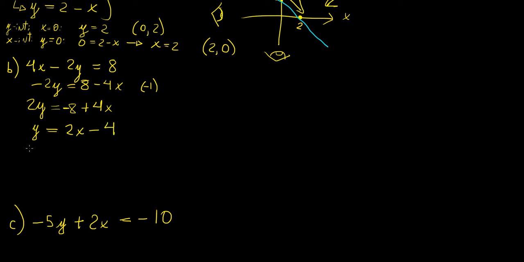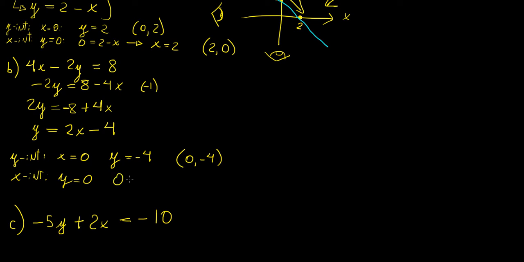Okay, so now we find the y-intercept and the x-intercept. The y-intercept occurs at x equals 0, and then y equals minus 4. So the point we're looking at is 0, minus 4. The x-intercept is where y equals 0. Then we have 0 equals 2x minus 4. We rearrange the equation for x, and hopefully at this point you should be more comfortable with rearranging equations. That should come out to x equals 2. So the point we're going to look at is the point 2, 0.